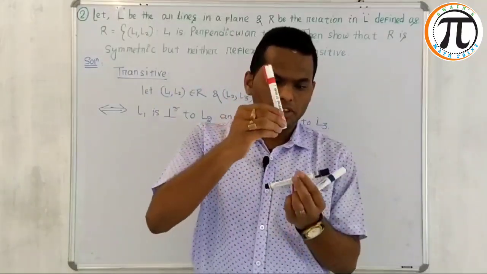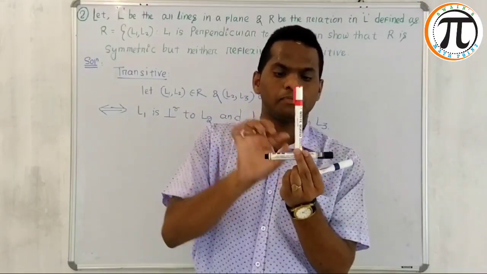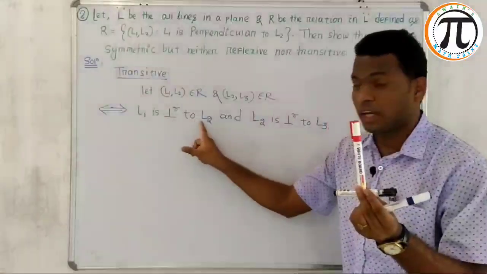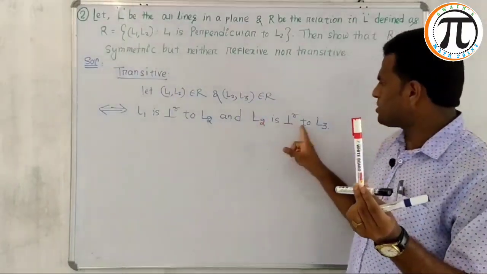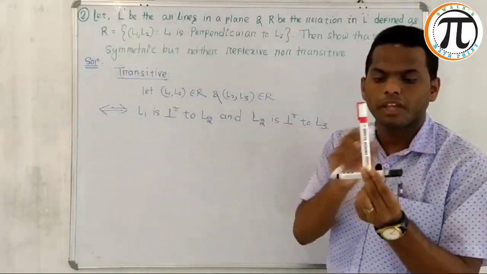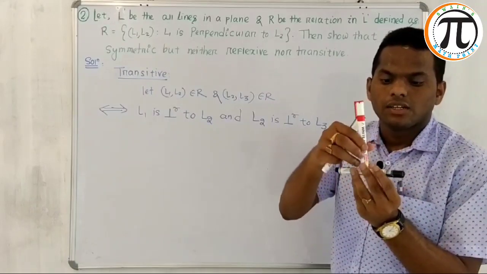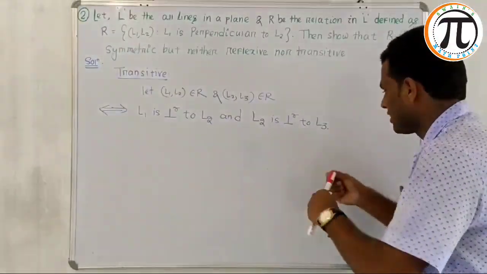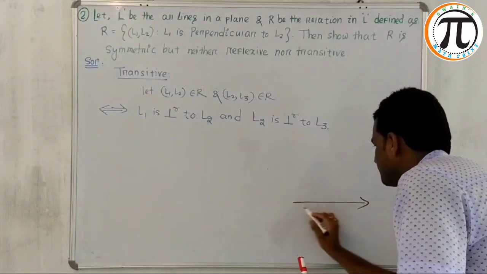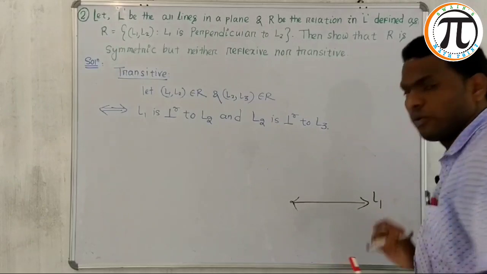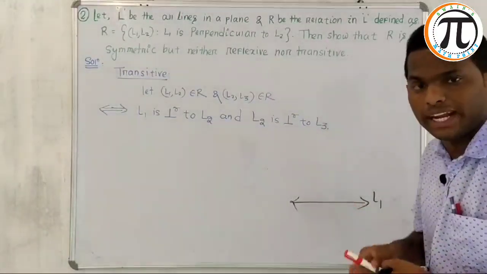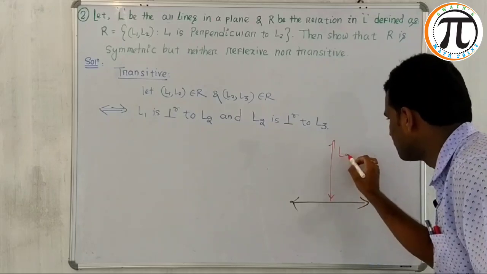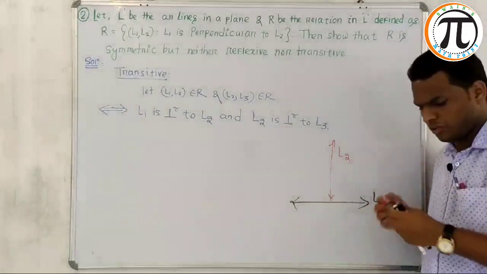Suppose red is perpendicular to black. L1 is perpendicular to L2. Look, L1 is perpendicular to L2. Okay, L2 is perpendicular to L3. Who is L2? Do one thing, black is L1. Look carefully, I'm drawing. This is black. Black is L1. Okay, L1 is perpendicular to L2. Suppose I'm writing with a red marker. This is L2.